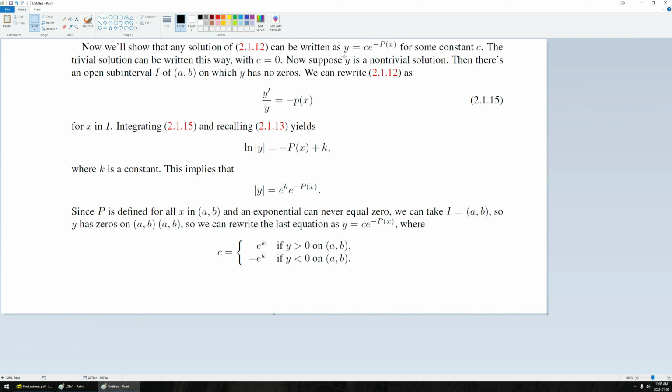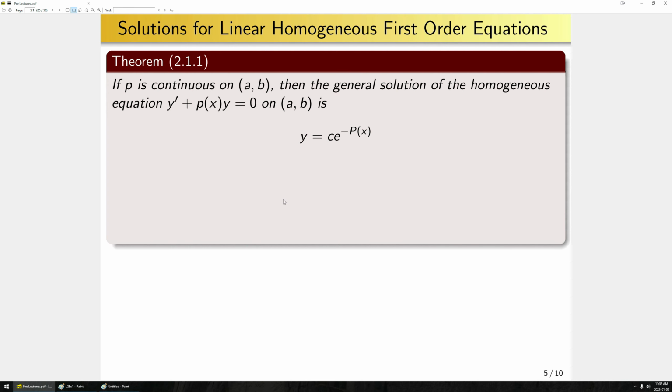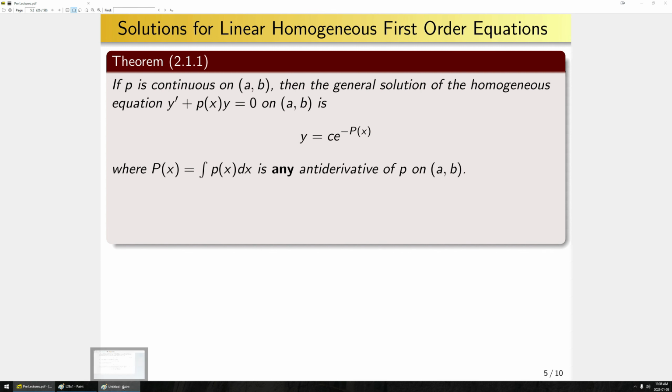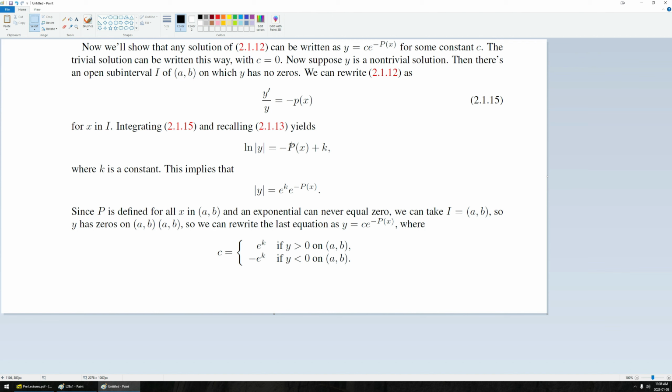So we first suppose that y is a non-trivial solution. Why do I make this assumption? Well, the trivial solution is recovered when I let c equal 0. And ultimately, in my process of solving the differential equation, I want to take this thing here and divide the whole thing by y to separate the y bits from the non-y bits. So if y is a non-trivial solution on that interval, then I know that there's an open interval such that y has no zeros. So again, I divide by y, and my differential equation simply becomes this equation here.